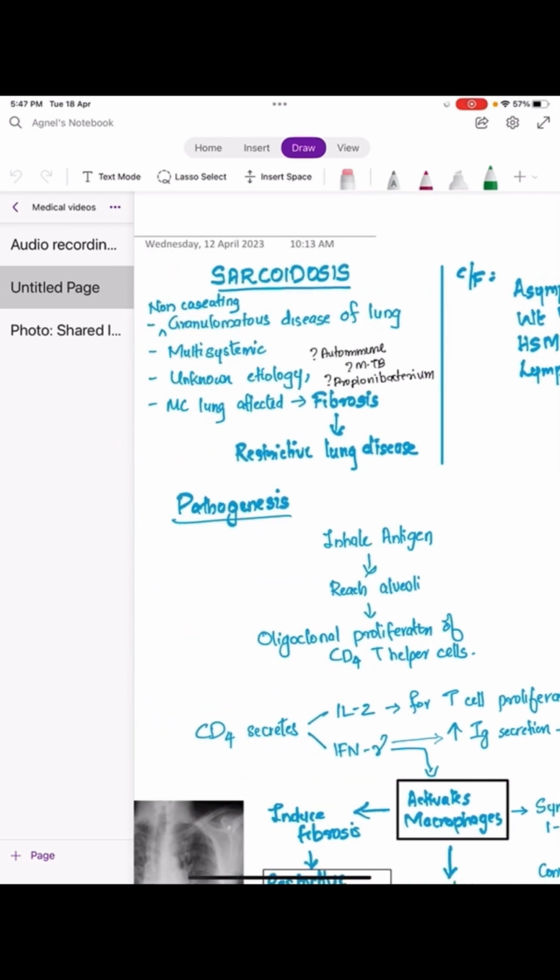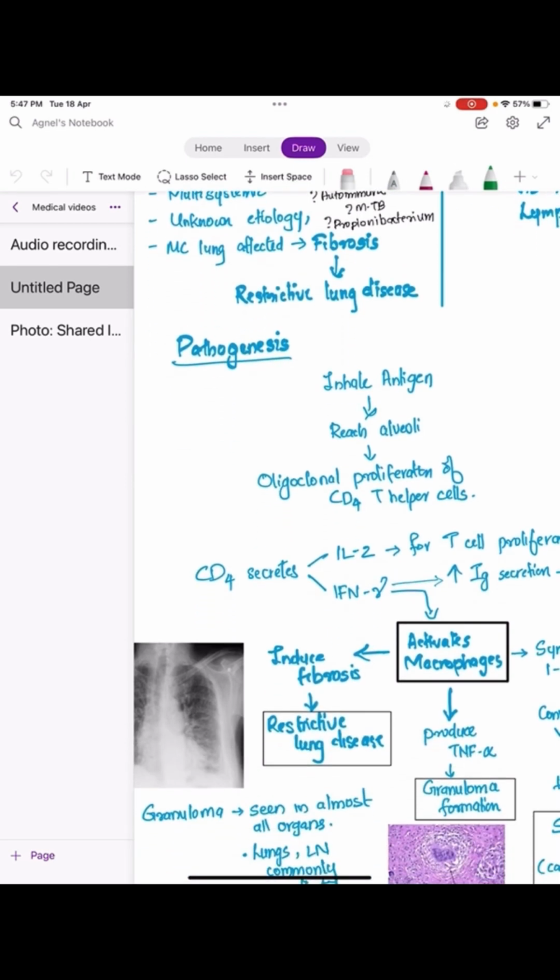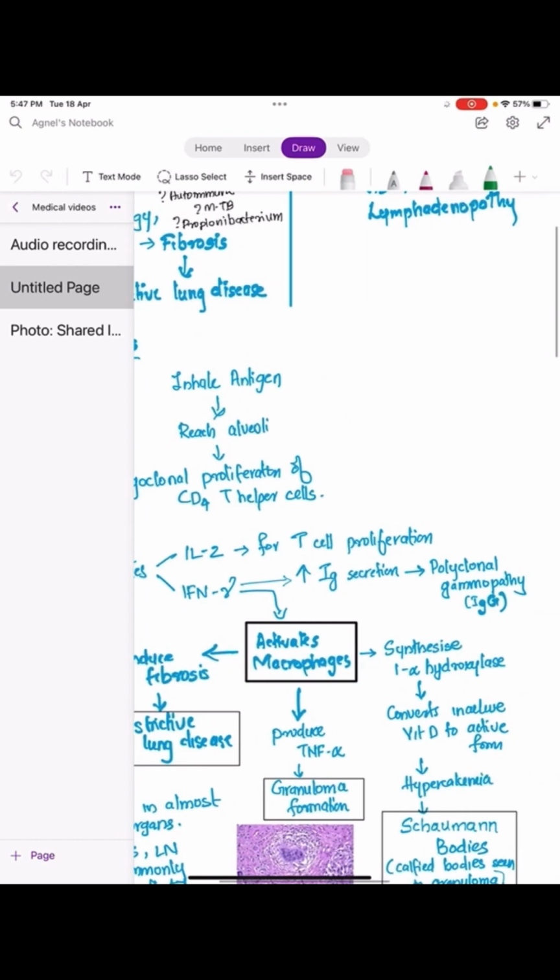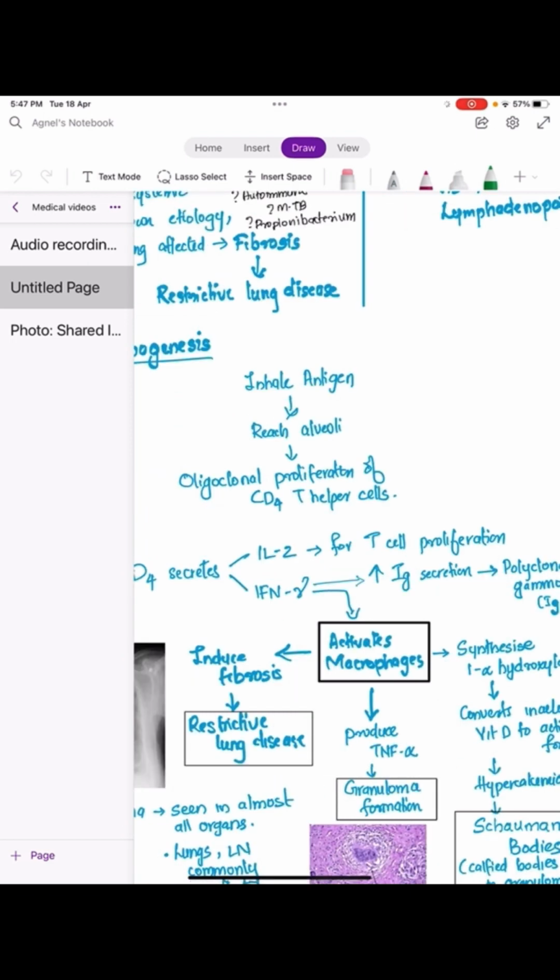When we inhale an antigen, it reaches the alveoli and there is oligoclonal proliferation of CD4 T helper cells, and these CD4 cells secrete interleukin-2 and interferon gamma. The interleukin-2 is responsible for T cell proliferation. Interferon gamma causes an increase in IgG, the immunoglobulin secretion, and polyclonal gammopathy. Interferon gamma activates macrophages and induces fibrosis, leading to restrictive lung disease.